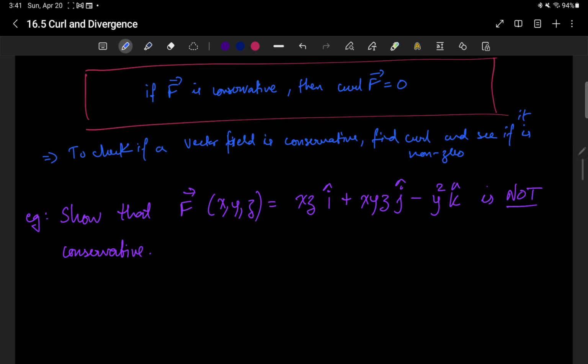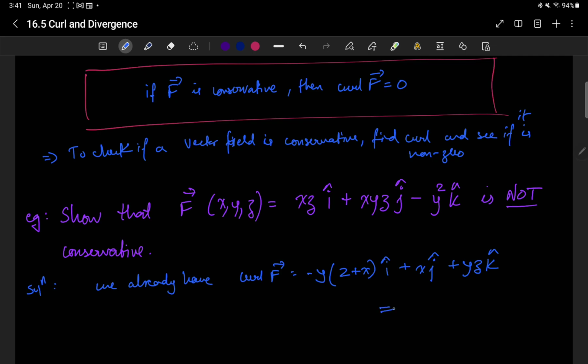This is the same vector field that we just looked at, and so the solution to this is pretty straightforward. We already have the curl of this vector field, which we found to be negative y squared plus x i cap plus x j cap plus yz k cap, which is not 0. And when we say 0, we mean identically 0, which means it's 0 always, right? Not because of certain sentences being true and all of that.